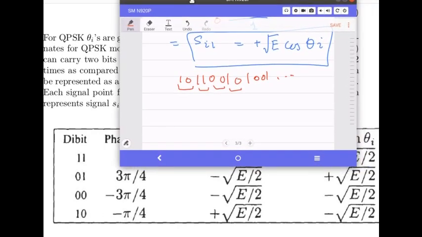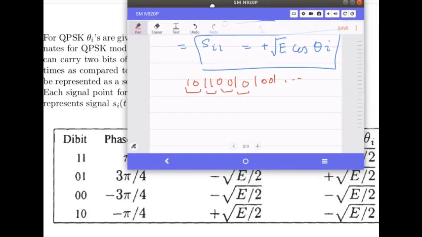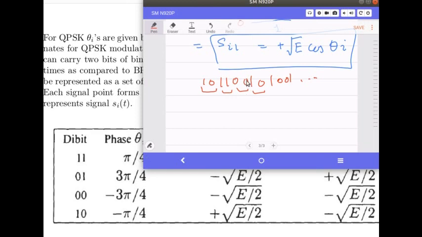This can be mapped to a signal for which we have theta minus pi by 4. Similarly, for 1 1 we have theta i equal to pi by 4. So whenever we want to transmit these signals, we would choose a unique symbol, a unique signal. For example, we need to transmit 1 0, so we would choose our theta i to be minus pi by 4. The next 2 bits are 1 1, so we would choose our theta i to be pi by 4. The next 2 bits are 0 0, so the next symbol that would be transmitted is with theta minus 3 pi by 4. The next is 1 0, so the next symbol which will be transmitted is with this angle.